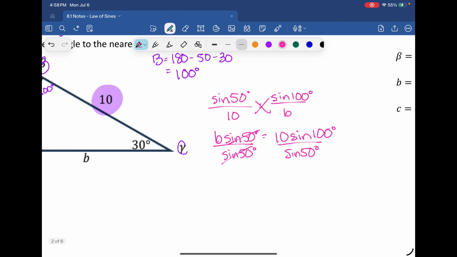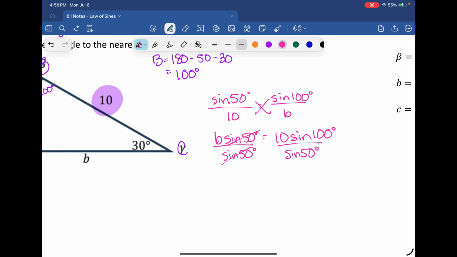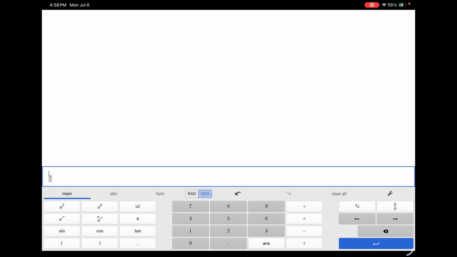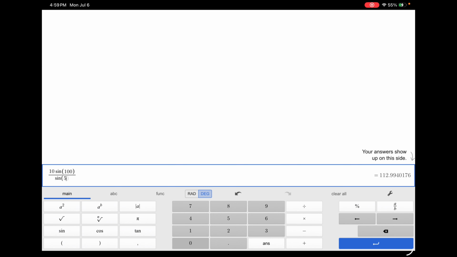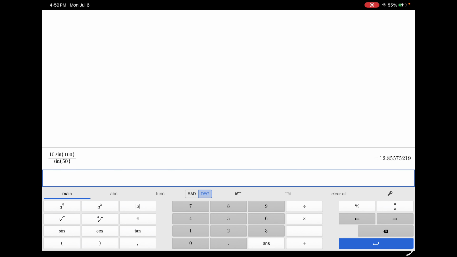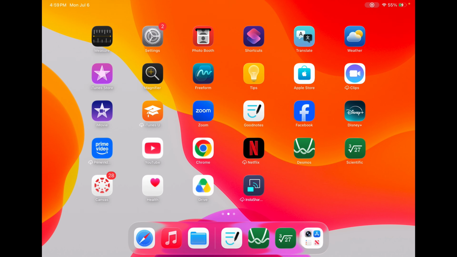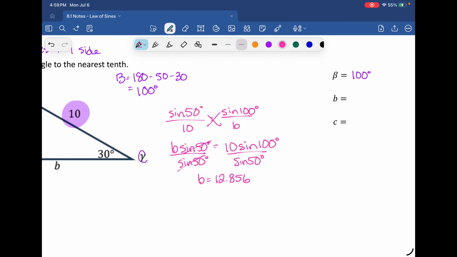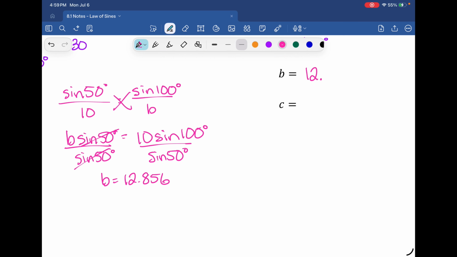And then that goes in your calculator. You want to make sure that you are in degrees. So I'm in degrees. All right, so do my fraction. We've got 10 sine 100 over sine 50. We got 12.856. And the directions say round to the nearest tenth, so that'd be 12.9.